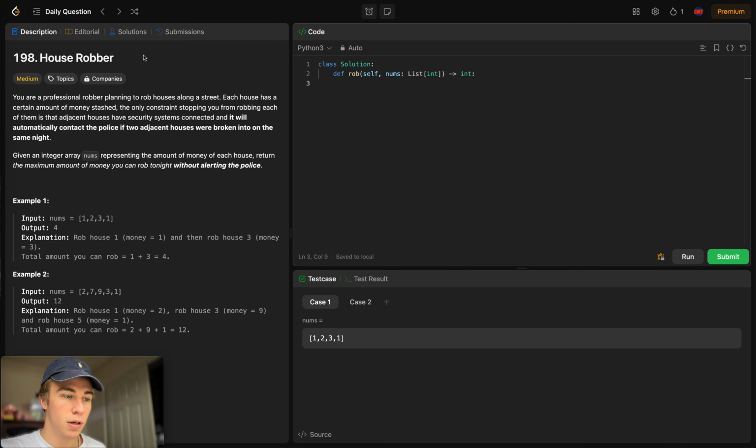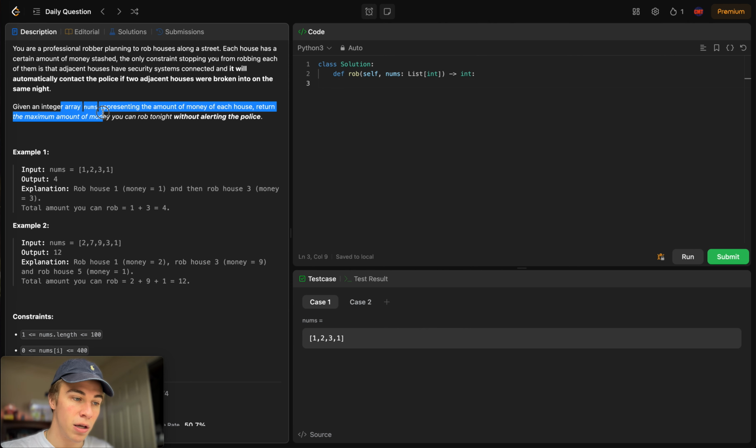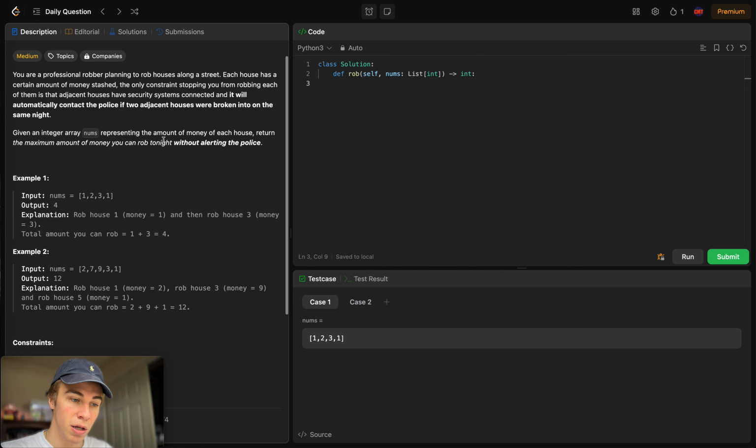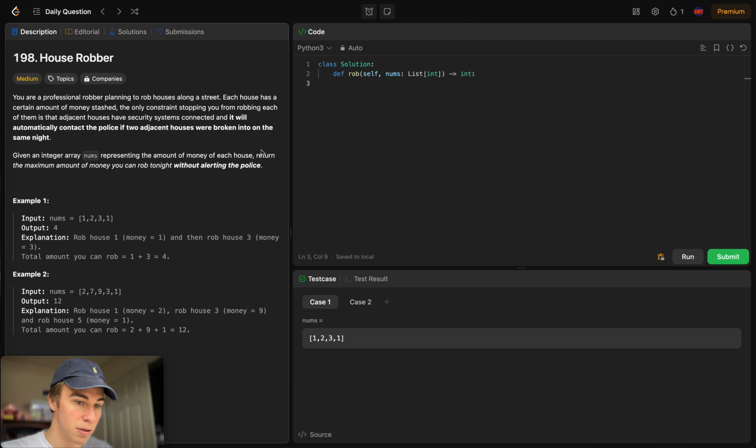We'll be solving question 198, House Robber. So this is a medium level question, and the description goes as follows. You're a professional robber planning to rob houses along a street. Each house has a certain amount of money stashed. The only constraint stopping you from robbing each house is that the adjacent houses have a security system connected and will automatically contact the police if two adjacent houses are broken into on the same night. Given the integer array nums representing the amount of money of each house, return the maximum amount of money you can rob tonight without alerting the police.